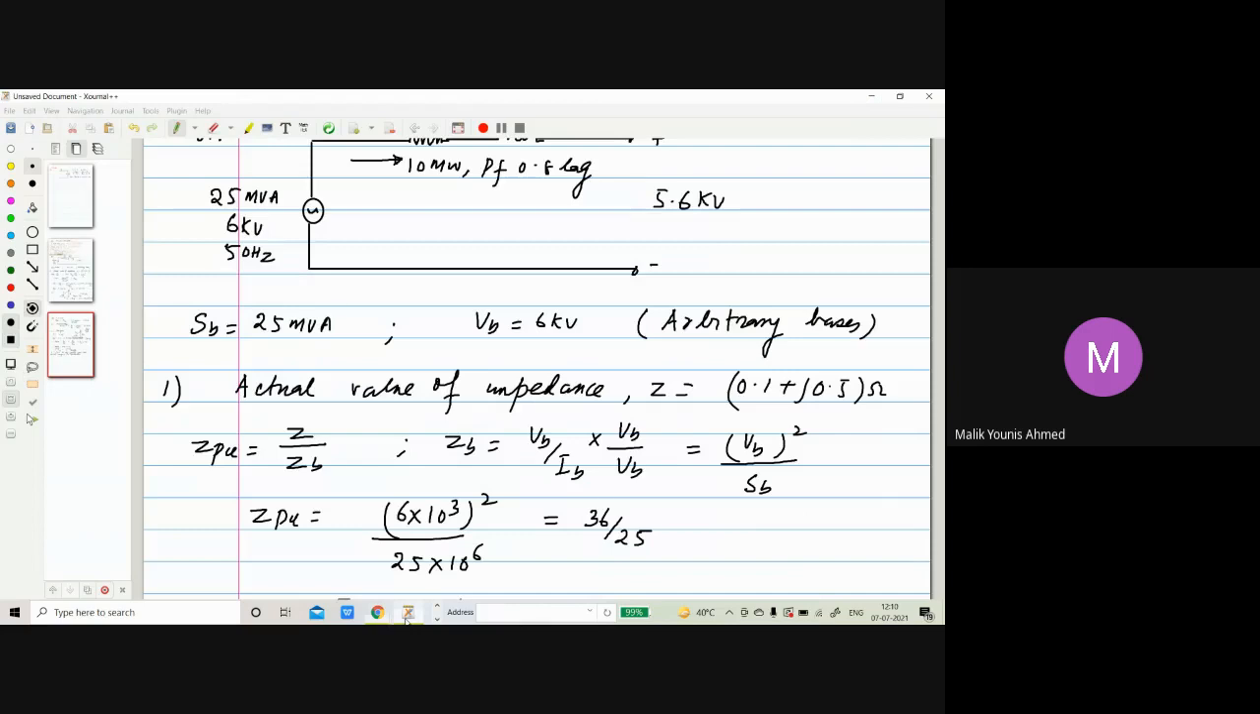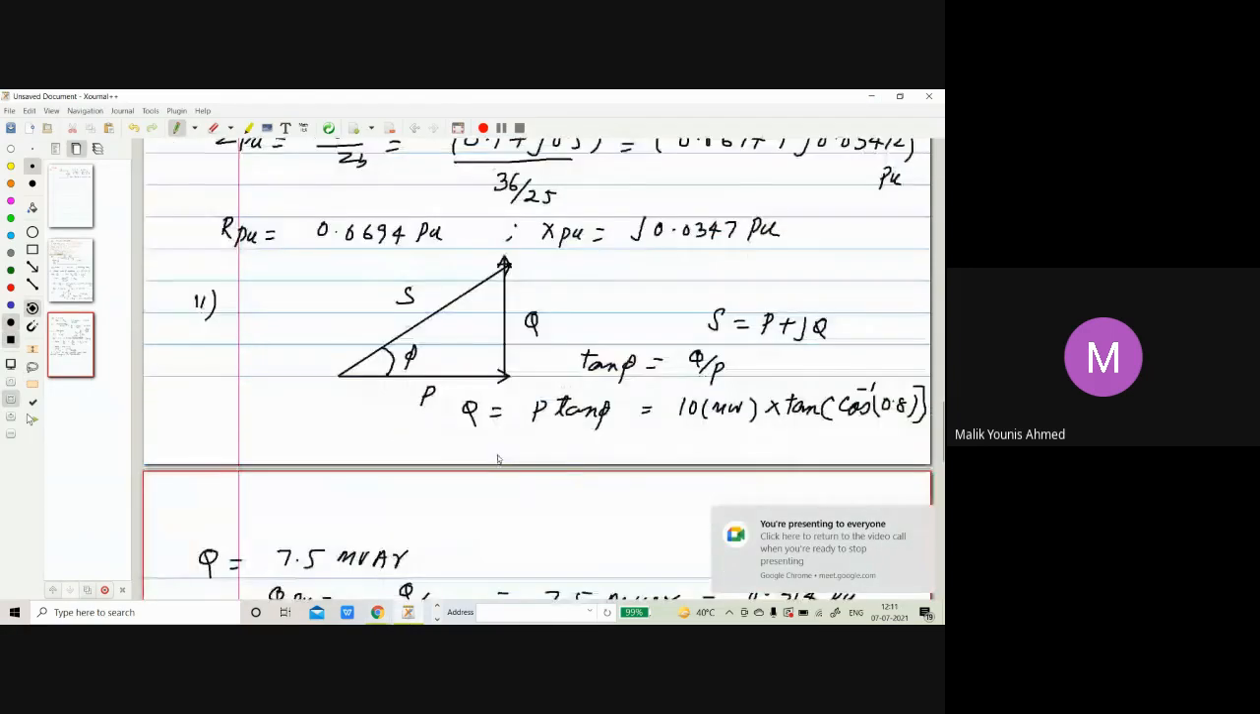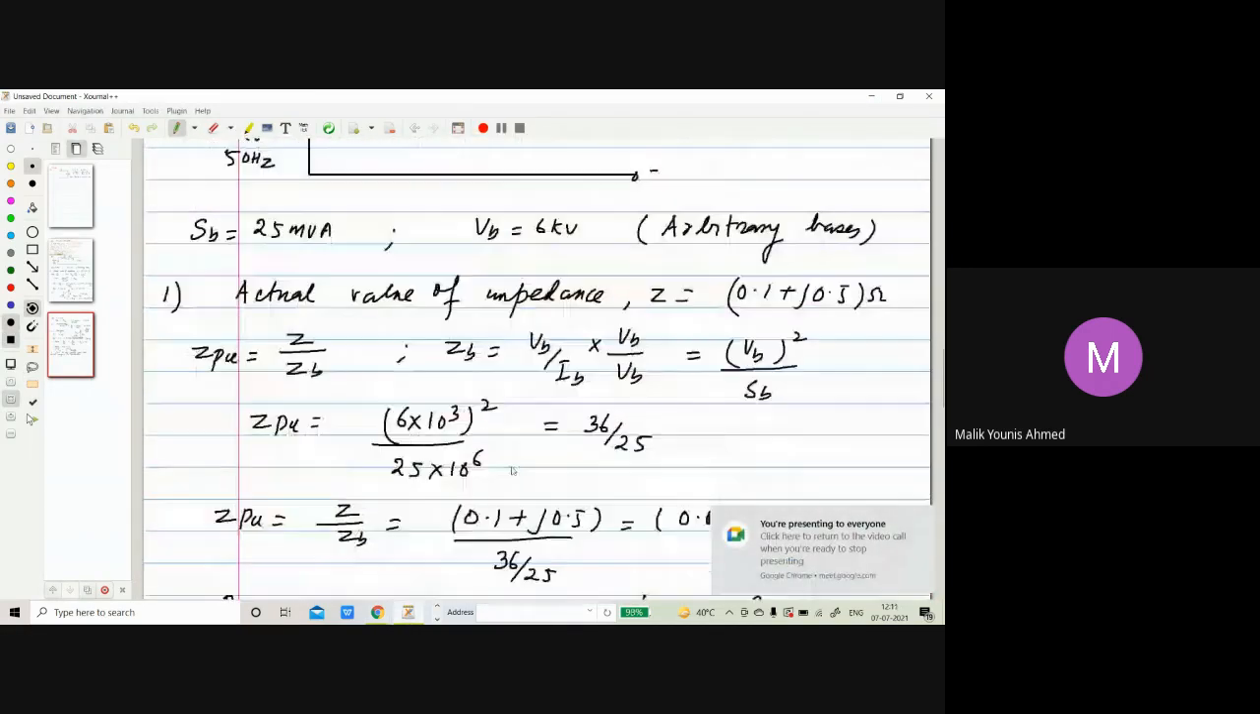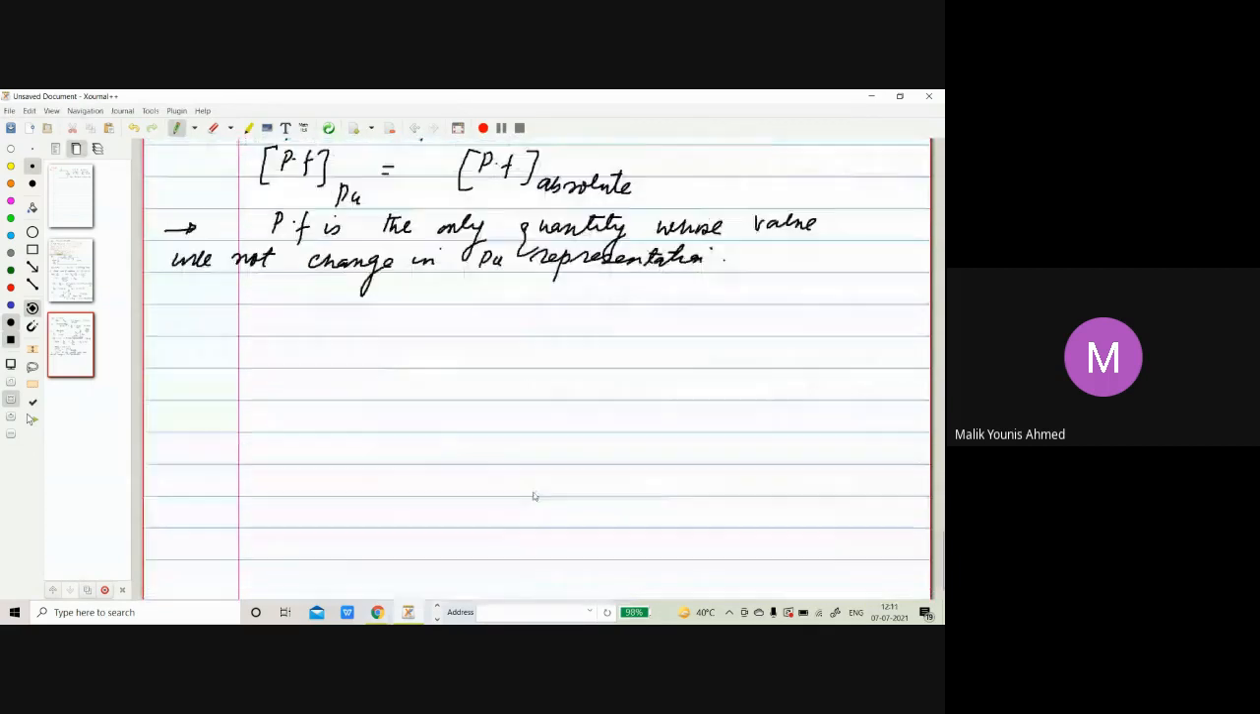Okay, then let's move. This was the first problem. It is very simple. Similar problems will occur in GATE. All the problems are very simple, but you have to go through the basics completely. Now, at the end, I will be drawing the generator in per unit representation.